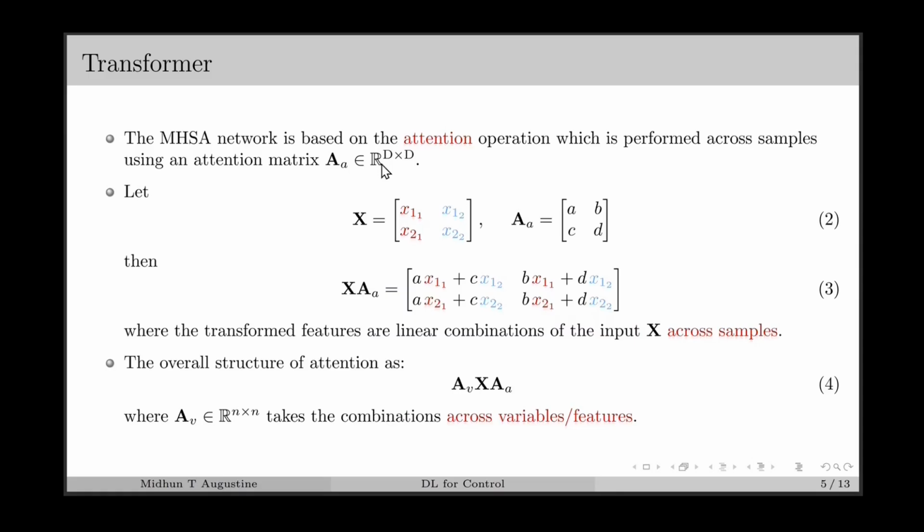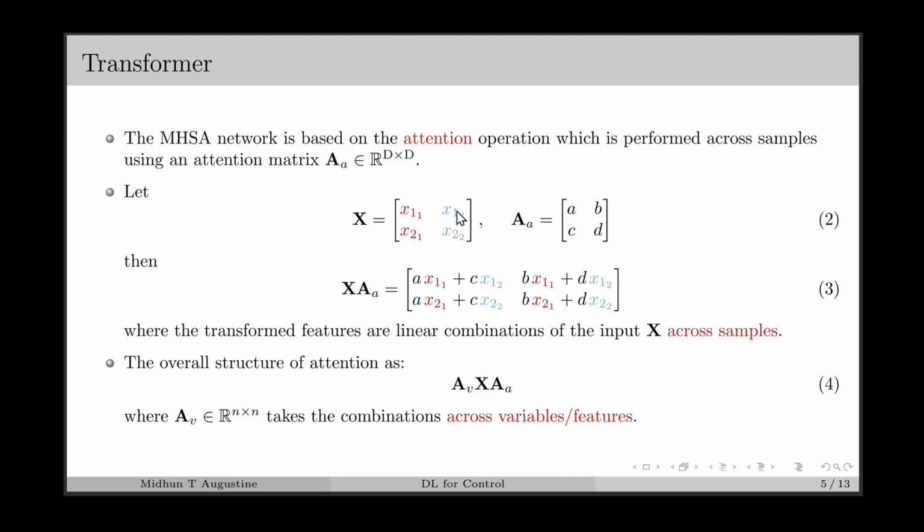And we can explain the idea of attention using a simple example, where we consider a data matrix containing two samples of the vector x, where the one in red color is the first sample and the one in blue color is the second sample. And the dataset contains two variables which are denoted by x1 and x2. This x11 and x21 are the first sample of the dataset, and x12 and x22 are the second sample of the dataset.